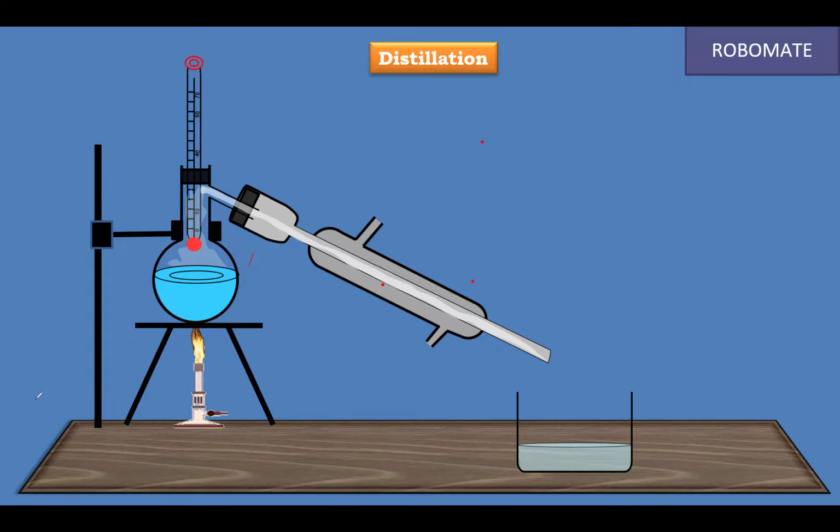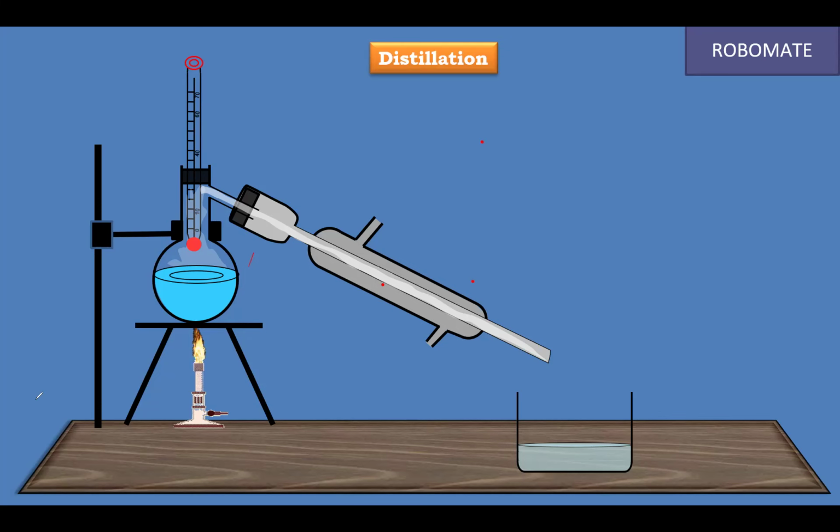I can take salt and water here. Will salt form vapors? No. Only who will form the vapors? Water. Suppose I take impure water. If you heat impure water to 100 degrees, who will form vapor? Pure water. Pure water will go here and the impurity will remain on the left-hand side.